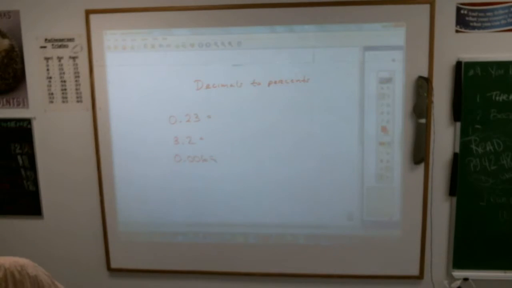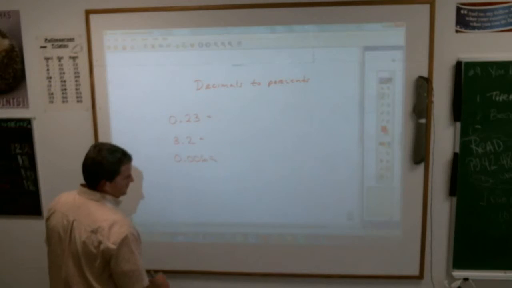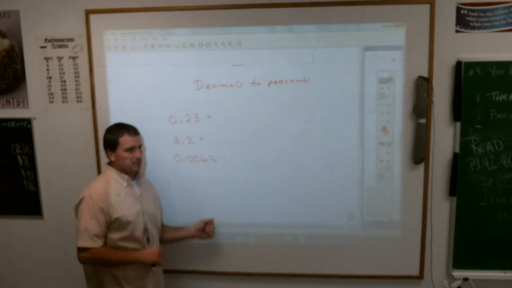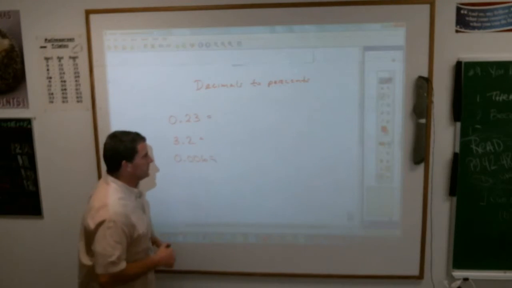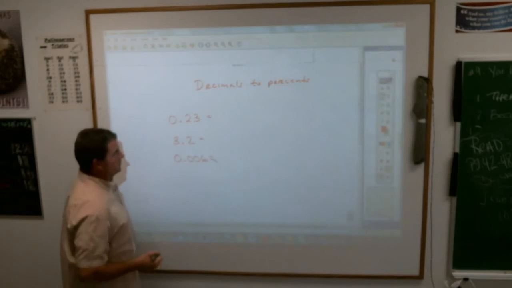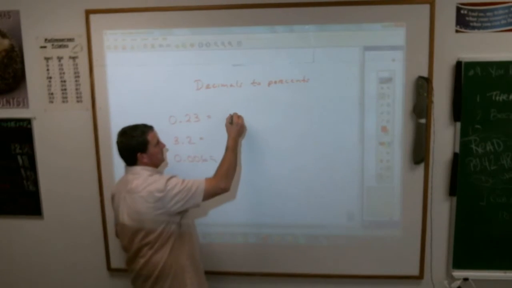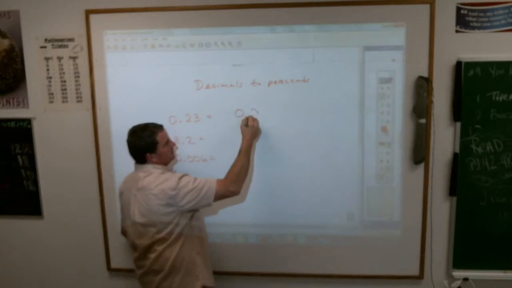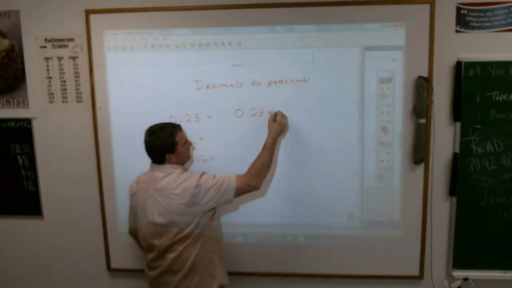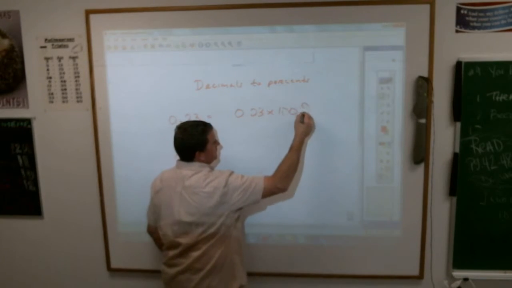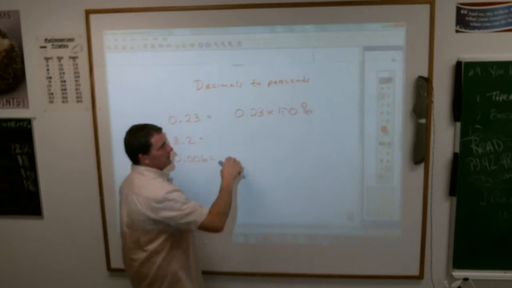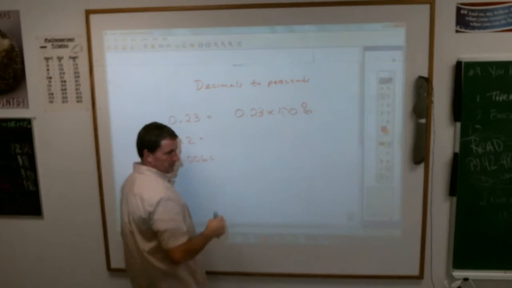Well, let's go back to what we did yesterday when we changed fractions to percent. You can change anything to a percent by multiplying it by 100%. So here, and this will be the long way, but we'll do it. If I take 0.23 and multiply it by 100%, what is 0.23 times 100? Does anybody know?